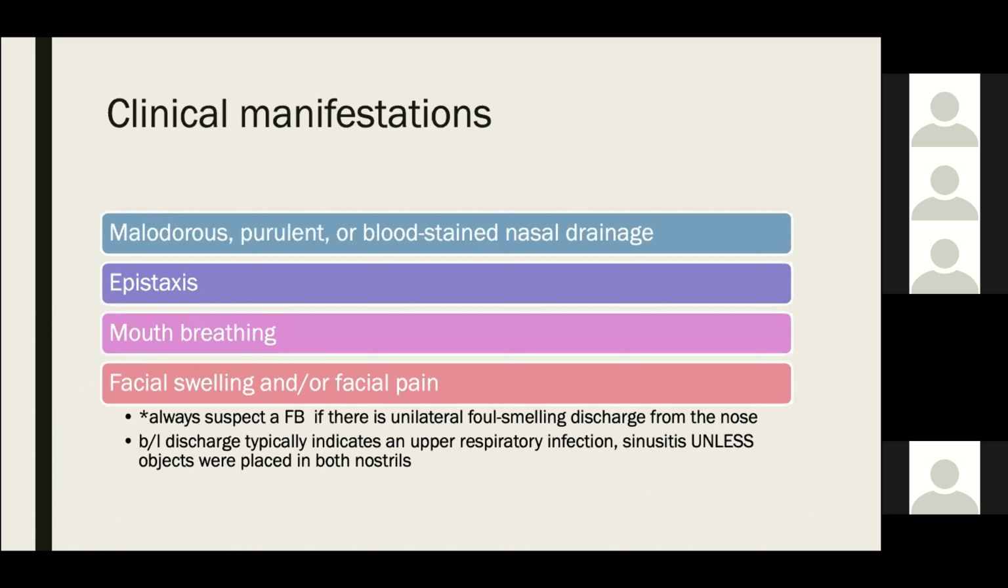So what we'll see is malodorous, purulent, or bloodstained nasal drainage, epistaxis, mouth breathing, facial swelling and/or facial pain. So if there's unilateral foul-smelling discharge from the nose, you should always suspect a foreign body and assess for that. And then if there's bilateral drainage, you should also look for it, because sometimes if they placed objects in both nostrils, you'll have bilateral drainage, or if the septum was perforated. But typically when there's bilateral, it's more signs of upper respiratory infections and sinusitis.